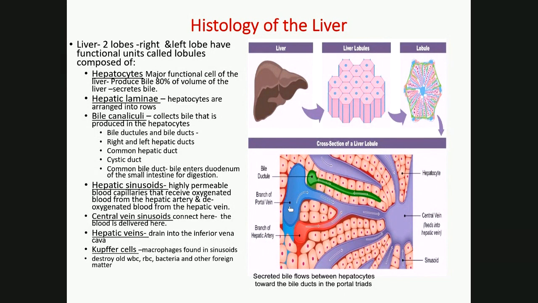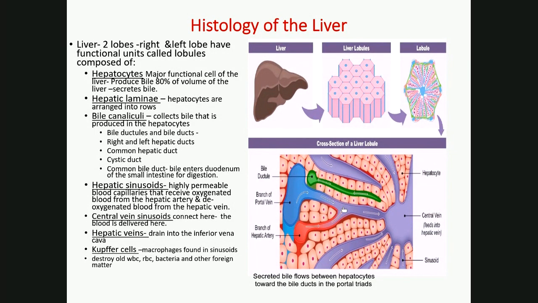This blood is going to mix and it's going to go through a series of what we call hepatic sinusoids. So hepatic sinusoids are highly permeable blood capillaries that receive both of these branches of vessels, and it's going to take the blood through a series of these sinusoids.